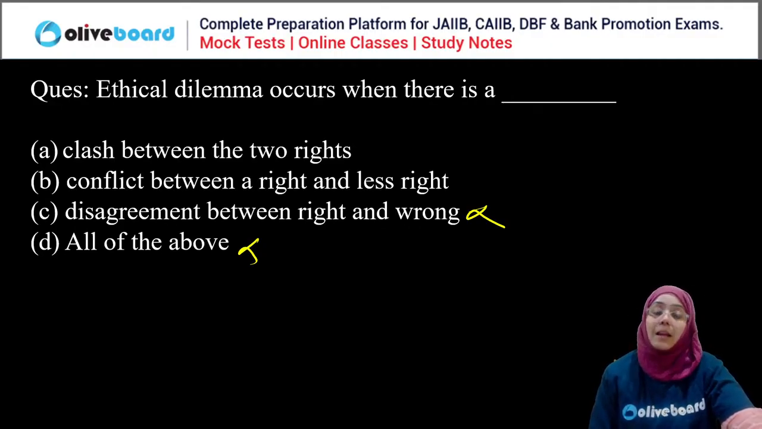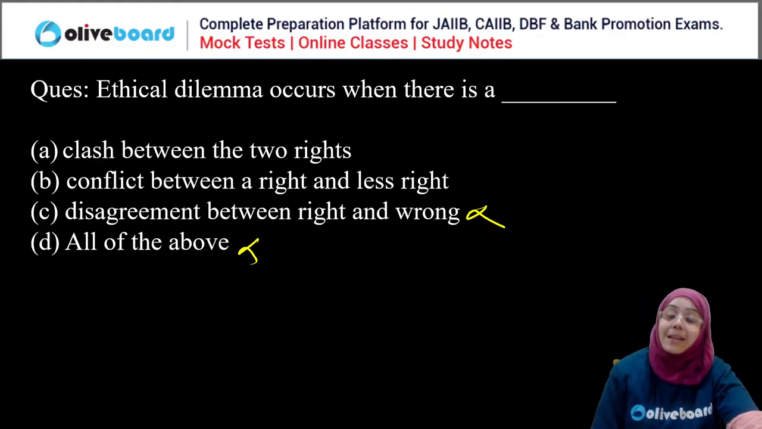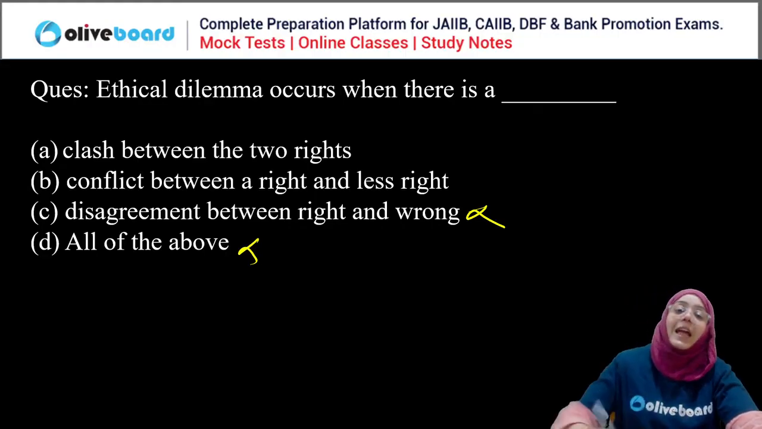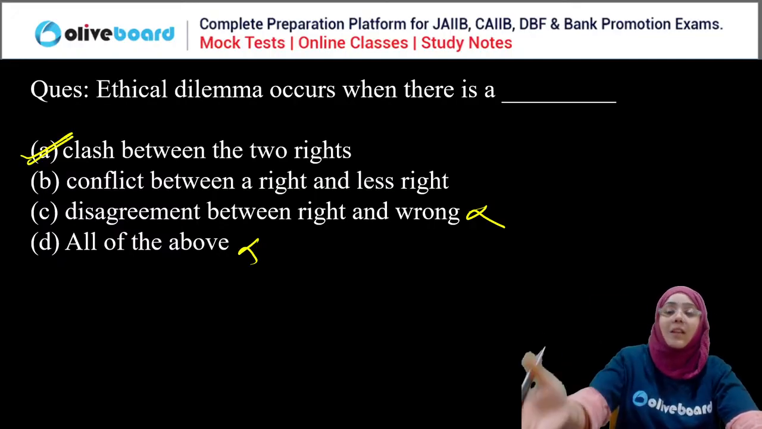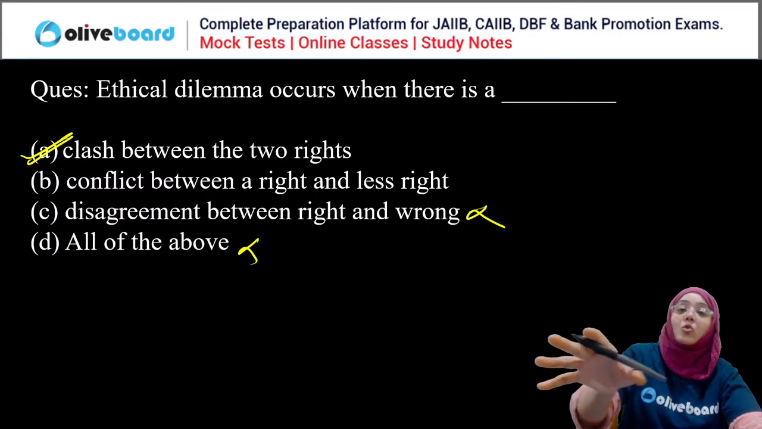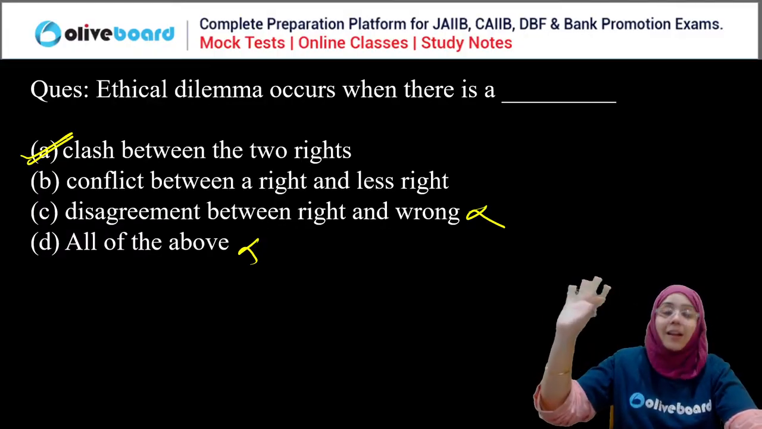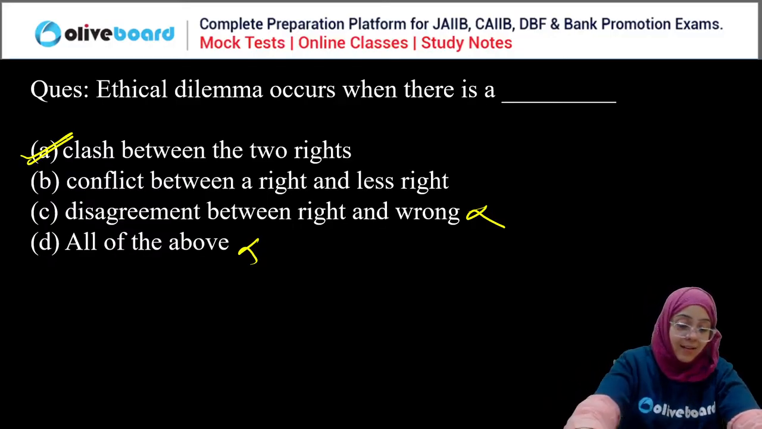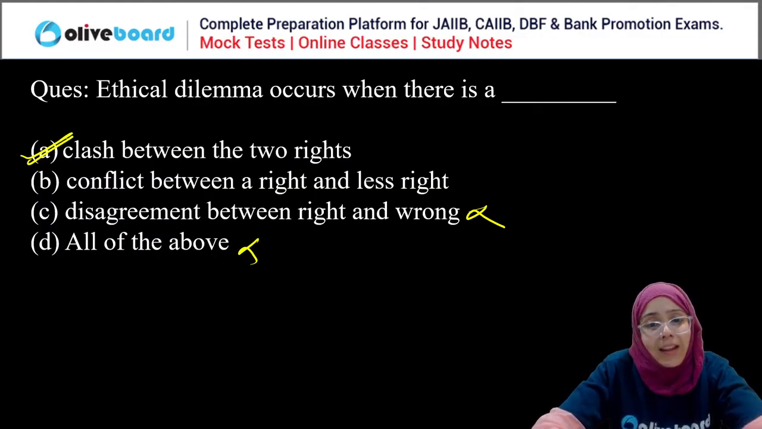Ethical dilemma occurs when there is a clash between two rights, or a conflict between a right and a less right. So the better answer is clash between two rights. It is like choosing which right is more right over the other. So when there is a clash between two rights, that is called the ethical dilemma. So A is the correct answer. No, it is not a disagreement between right and wrong. Basically, it is A.